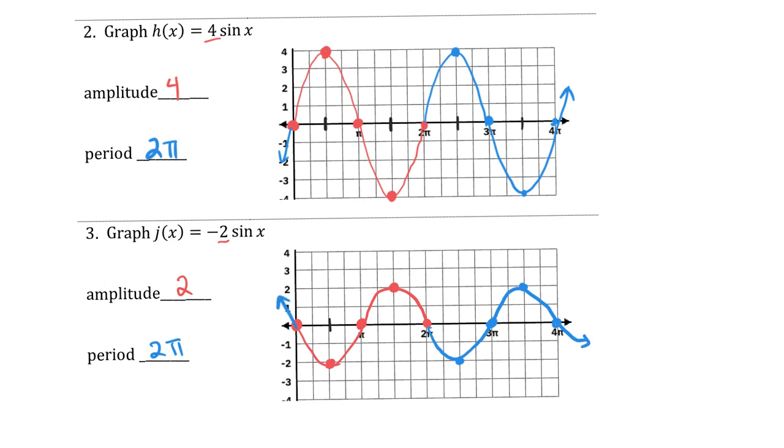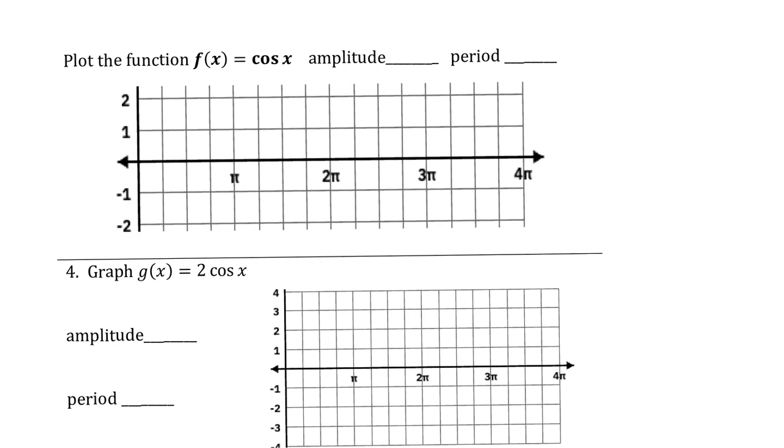Okay, next we're going to look at cosine. Okay, now for cosine, I'm going to use the unit circle again. Now the amplitude and period are going to be just like sine. So for amplitude, it's going to be 1 because there's no stretch. The period is going to be 2 pi because that's how long it takes me to go around the unit circle.